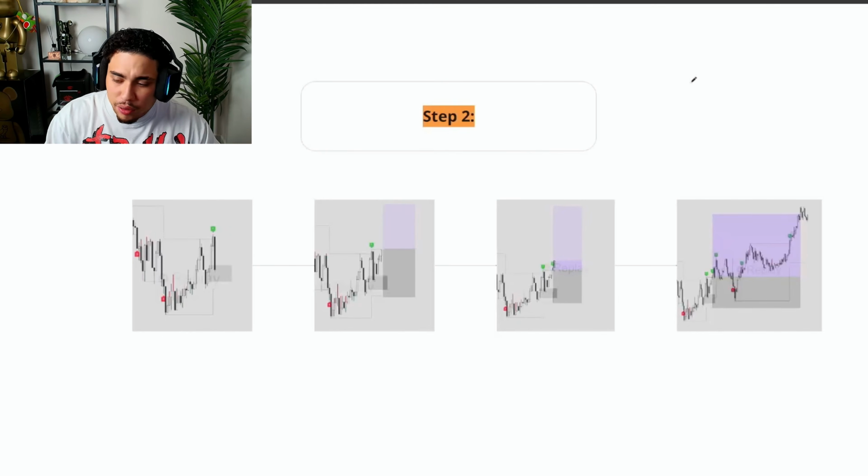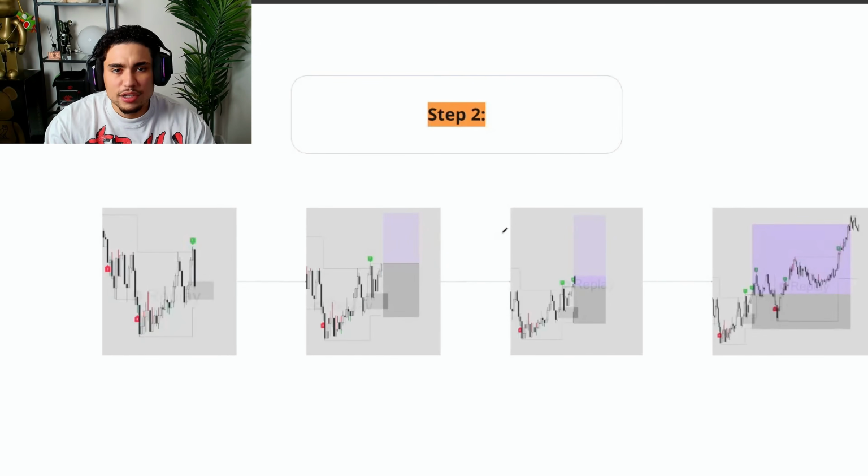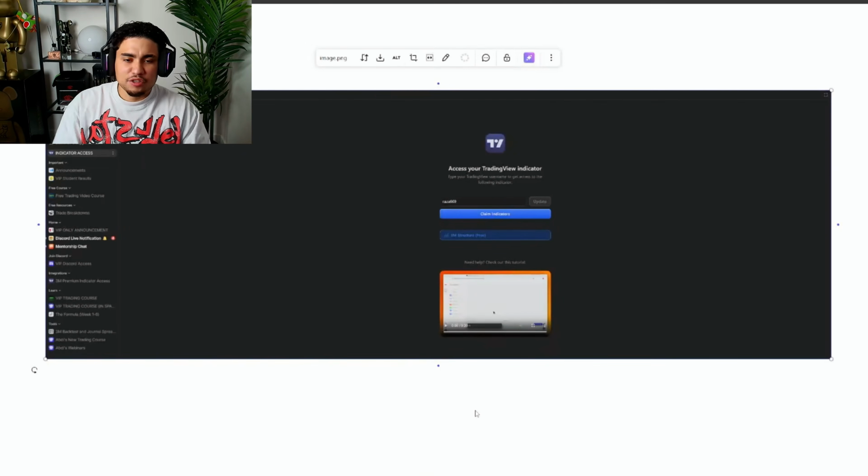No matter if it's a win or a loss, I will do that. Now let's get right into step number 2. For step number 2, you are going to need to add my TradingView indicator. It's completely free, don't worry. And gaining access to it is super simple.